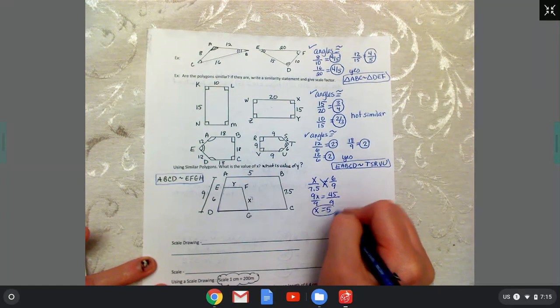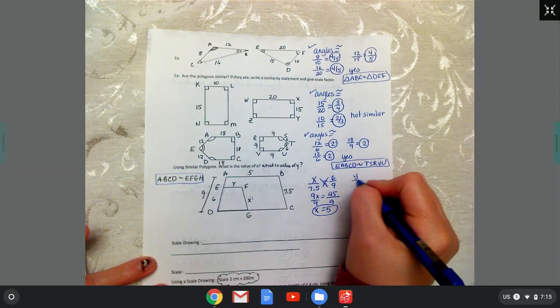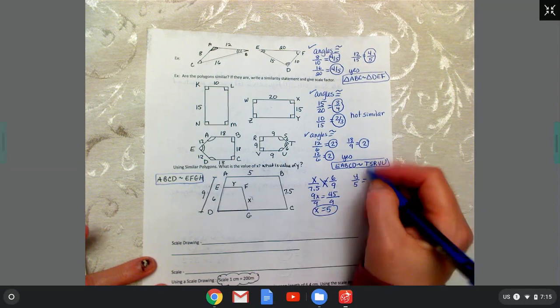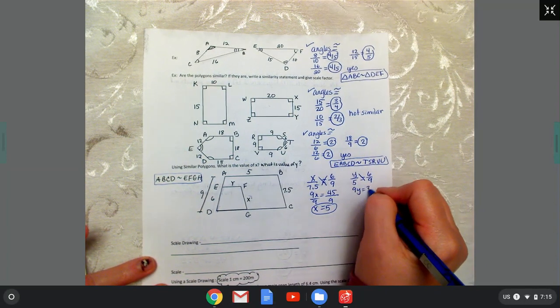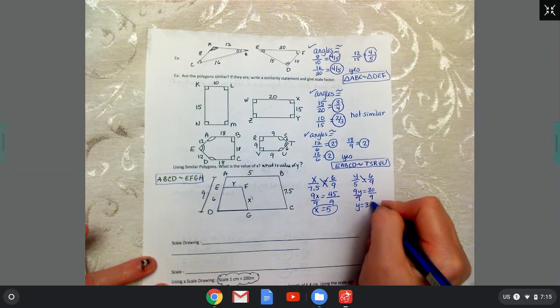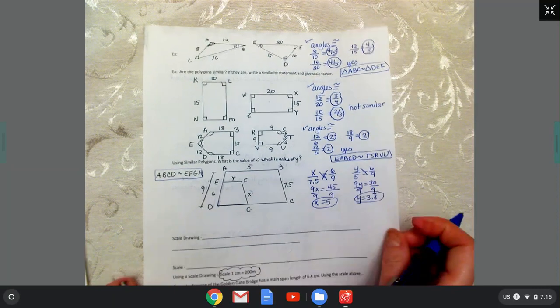X is 5. Okay, and then if I want y, it goes with 5. The top goes together. And then once again, I can use 6 and 9. 9y equals 30, divided by 9. Y equals 3.3 repeating.